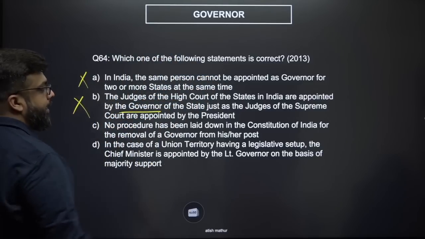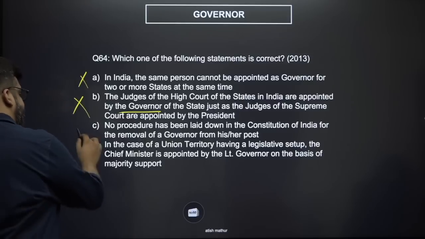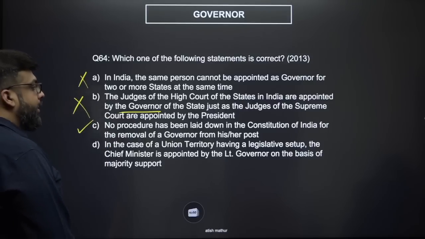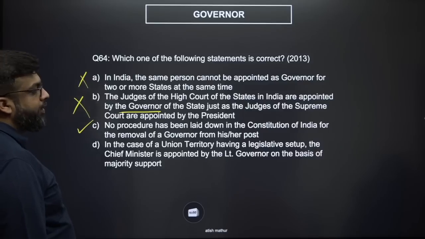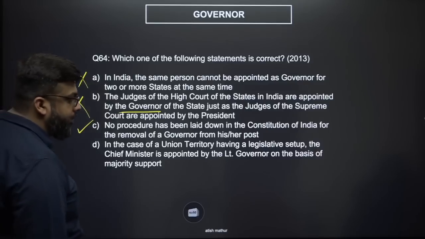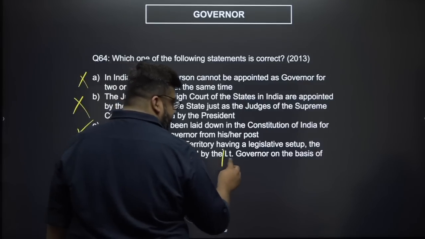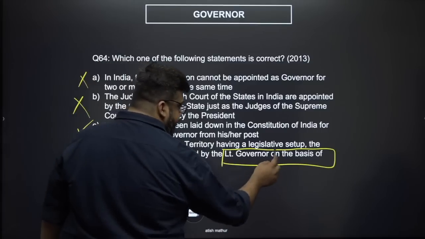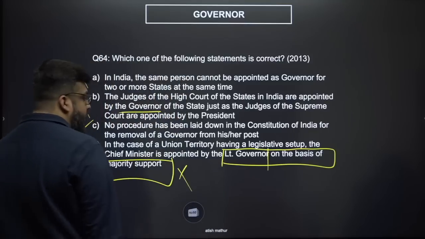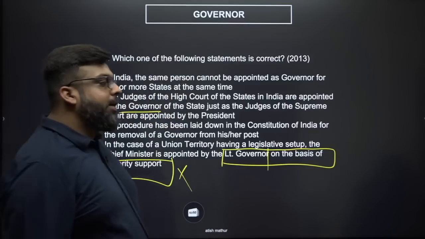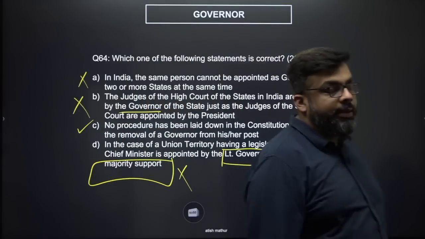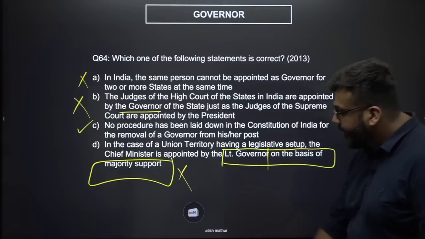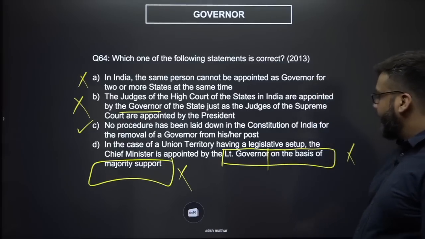No procedure has been laid down in the Constitution for the removal of the governor. That is absolutely correct. In the case of a union territory having legislative assembly, the Chief Minister is appointed by the Lieutenant Governor on the basis of majority support. This is actually wrong. It's actually not even appointed by the Lieutenant Governor. It is usually appointed by the President. That's a special feature for both Delhi and Pondicherry. This is also wrong. Okay.